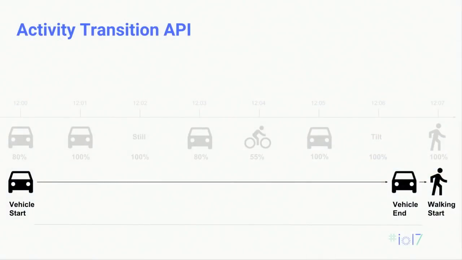It takes a messy, raw activity signal like this and turns it into simple transitions. You get a vehicle start event when the user starts driving, and a vehicle end event when they stop. That's it. We take care of all the filtering behind the scenes. This means that by using this Activity Transition API, you can write that simple if in vehicle statement, and your app should just work.